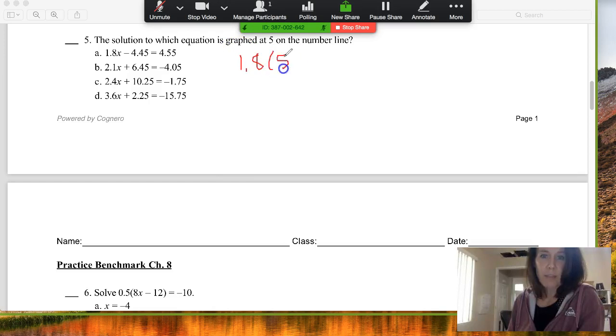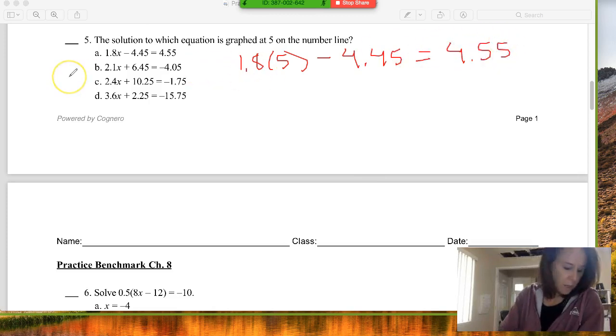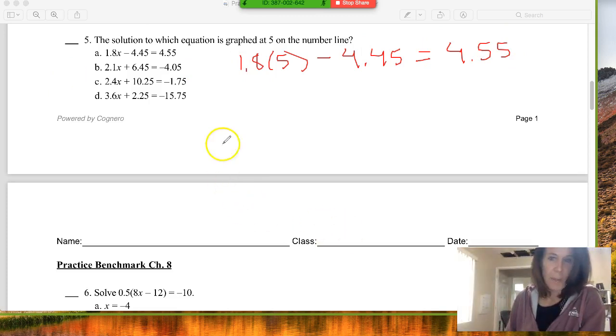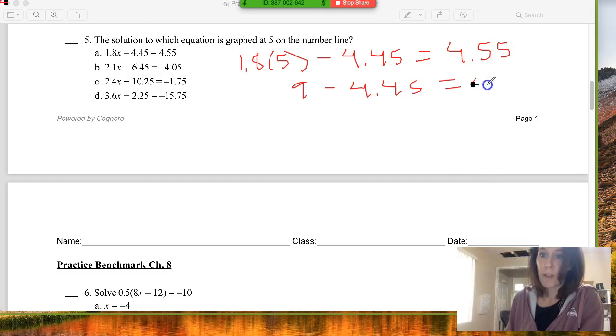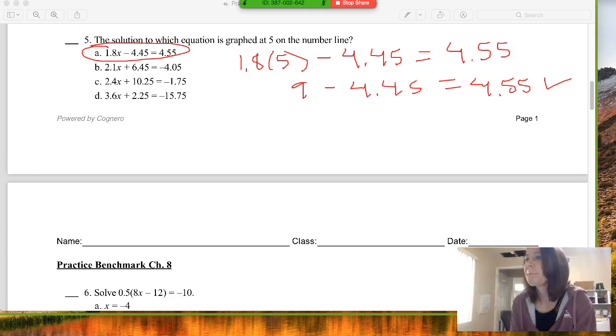1.8 times 5 minus 4.45. Does that equal 4.55? Well, I do this multiplication out, 1.8 times 5, and I'm going to get 9. 9 minus 4.45 is 4.55. It checks. Do that for each one of these. That's another way you could do it, and you'll find that A is the solution. Okay, on to the next one.